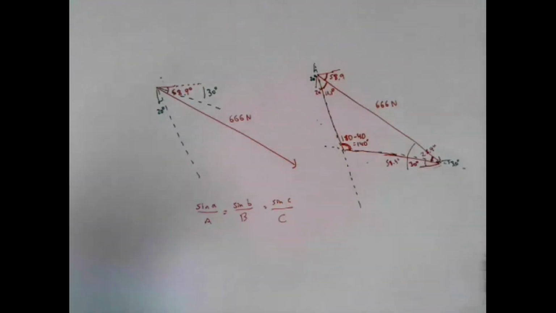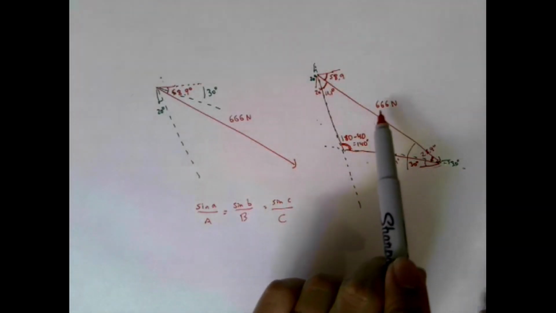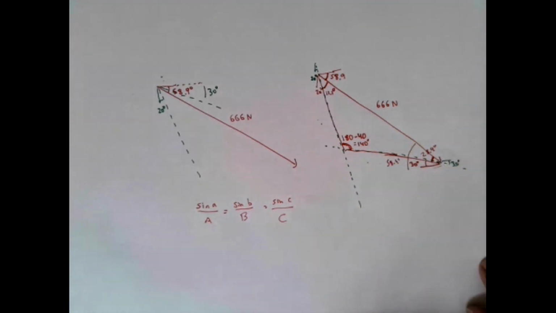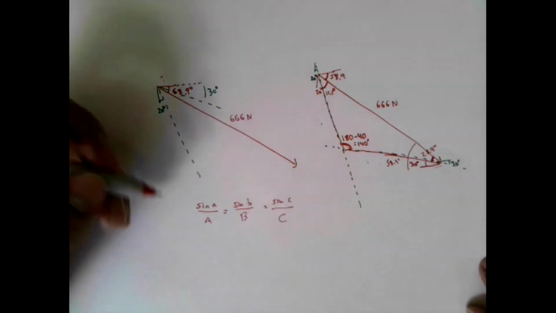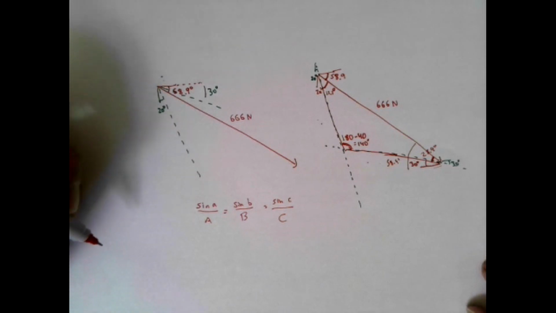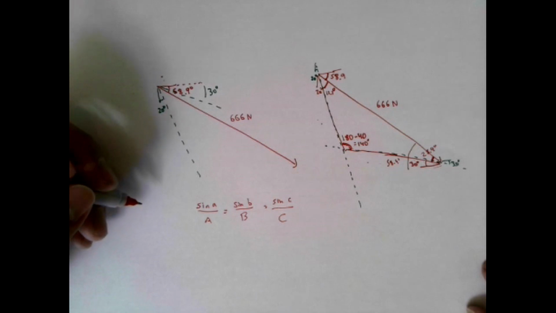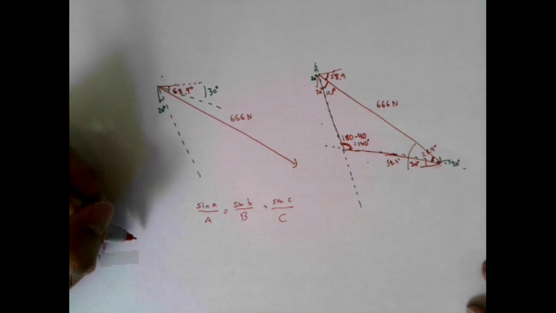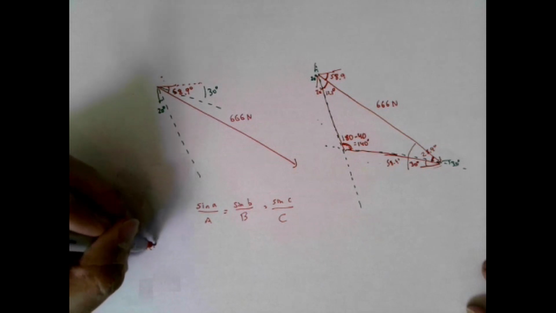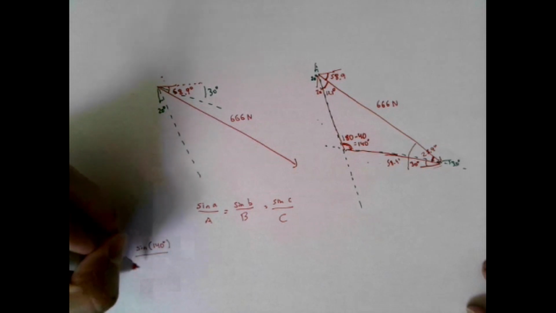Now you can call them whatever you want, but what you do know is that you have at least one side, sine of C and little c. Okay, I'm just going to stay with it and say that is C. So it would be sine of 140 over 666 newtons equals, what are we trying to find?